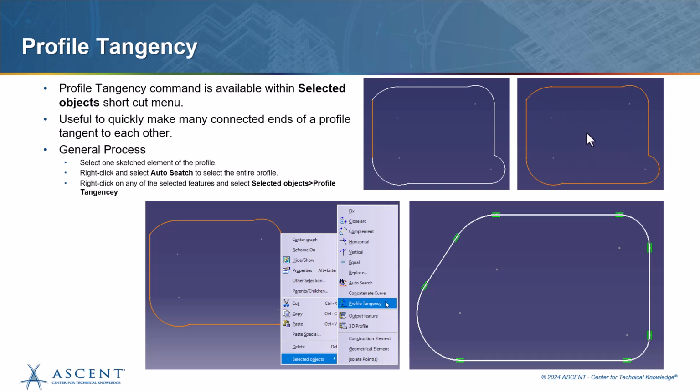Once they're all selected, I then right click on any one of these and I go to selected objects and say profile tangency. That creates the tangency constraints on all of the vertices where a line and an arc or an arc and an arc are connected to one another. You can speed that process up quite a bit. Even though there are other ways this can be done, that's one of the fastest ways to apply many of them at once.